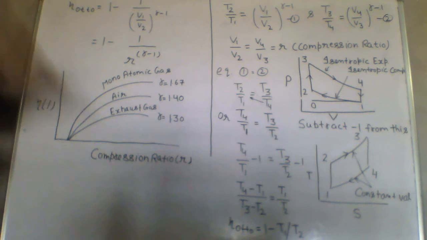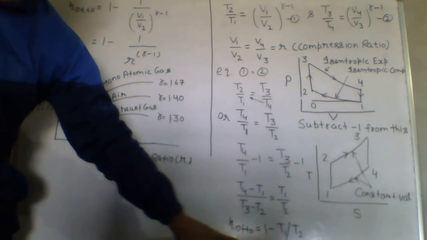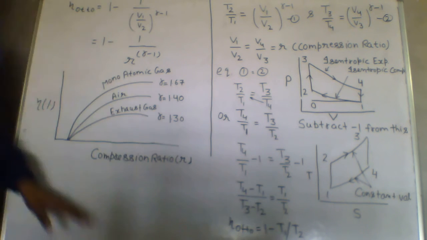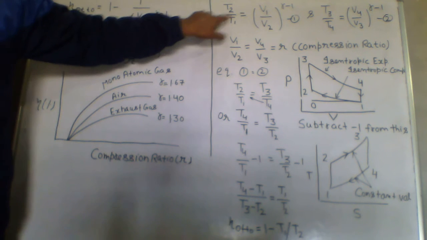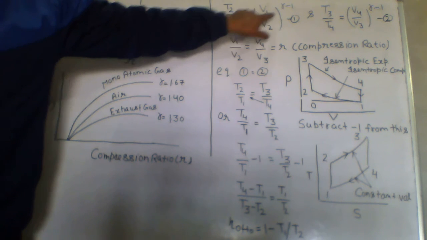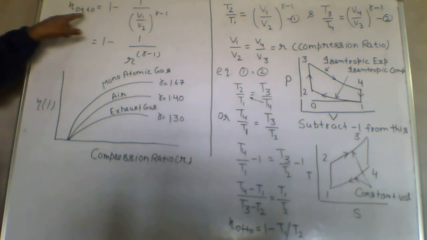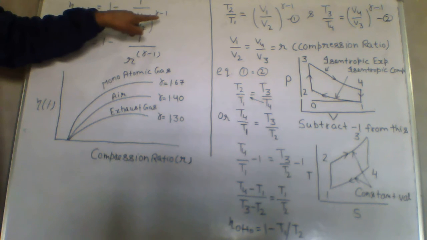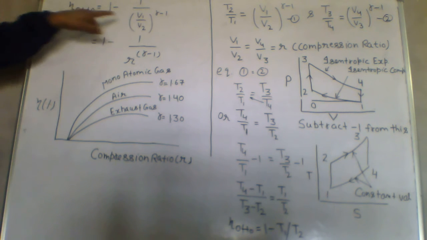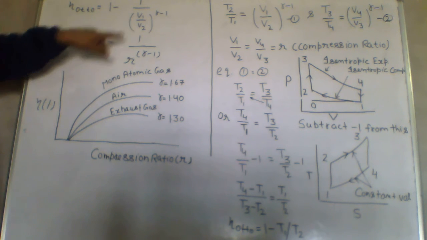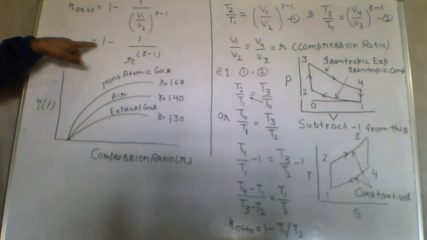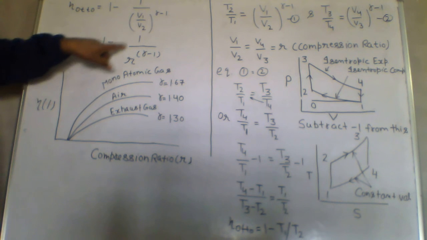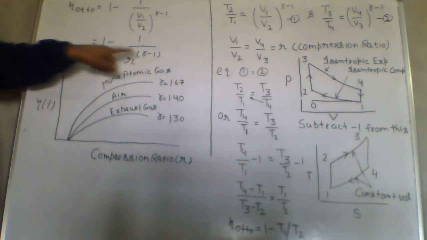You can see here, this is the efficiency of the Otto cycle, 1 minus T1 by T2. We can replace T2 by T1 with V1 by V2 raised to power gamma minus 1. So this is the efficiency of the Otto cycle, 1 minus 1 upon V1 by V2 raised to power gamma minus 1. Replace V1 by V2 in terms of R. This is your efficiency, 1 minus 1 upon R raised to power gamma minus 1.